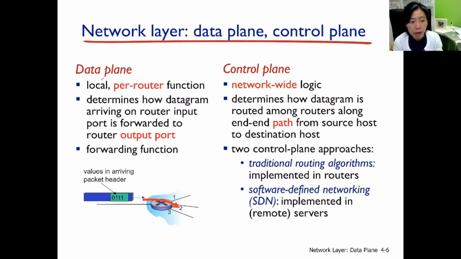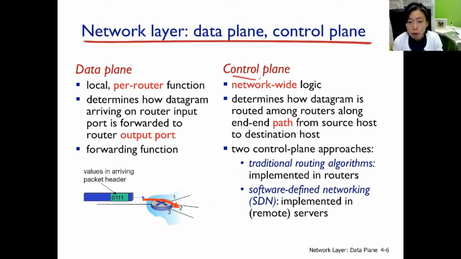Now let's talk a bit more about the data plane. What's being done there is very local. Each router is determining, for each incoming datagram, who should be the next router to forward it to. And that is the forwarding function. So it's illustrated here. For a datagram coming in, this router is looking up a table and finding out, oh, this should be the outgoing port, and therefore reaching the next router.